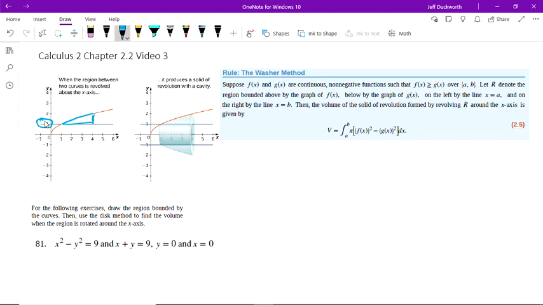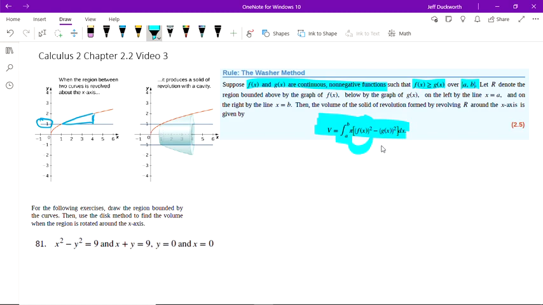And this is our formula to do so. You have to have continuous non-negative functions, and you have to have one greater than or equal to the other over the interval. So if it starts to do weird stuff, you've got to move it around. So the top function minus the bottom function, each of them squared, is going to be the radius. So f of x will be our outer radius, and g of x will be our inner radius, which will be removed.